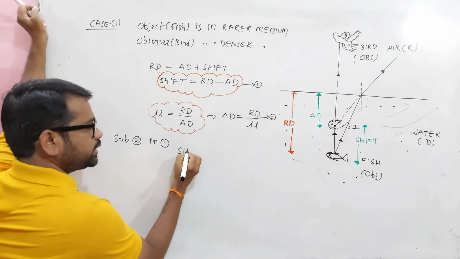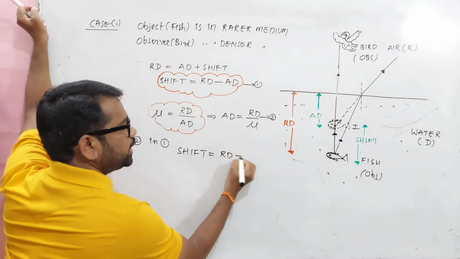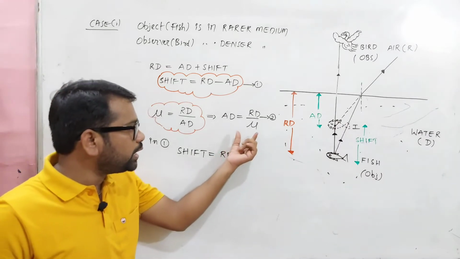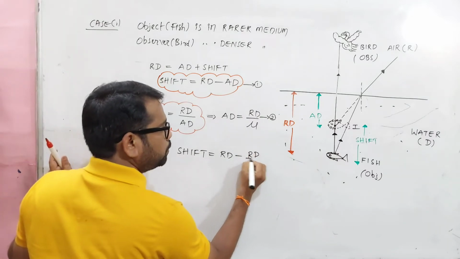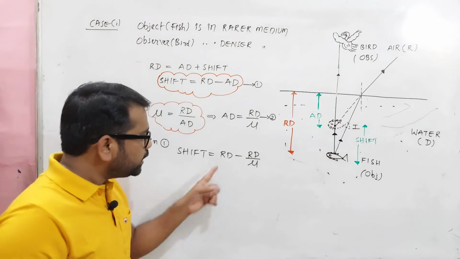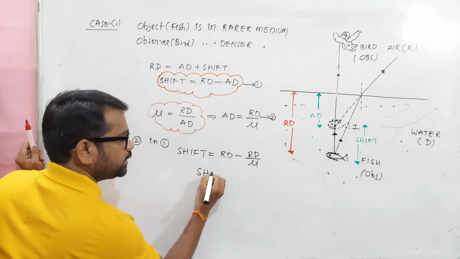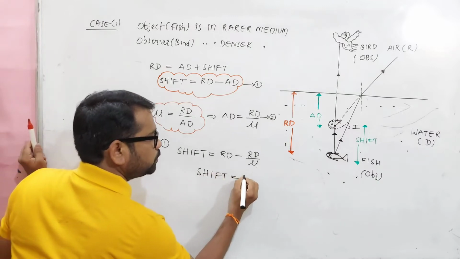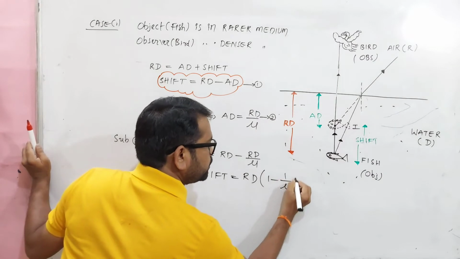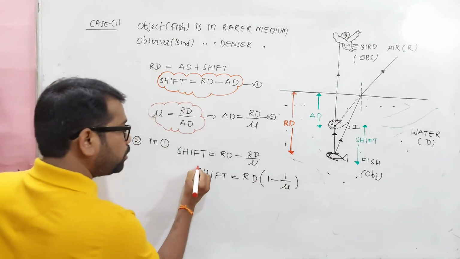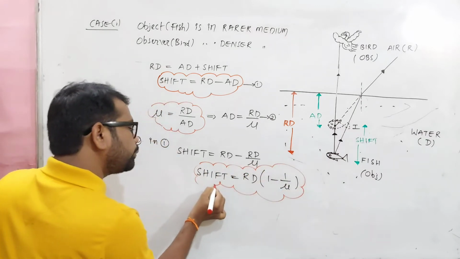Now shift is equal to real depth minus, in the place of apparent depth we are going to write real depth by refractive index. That is real depth by refractive index. Here real depth can be taken as common. So children, shift is equal to real depth times (1 minus 1 by mu). This is one more very important relation which we will be using to solve the numericals.